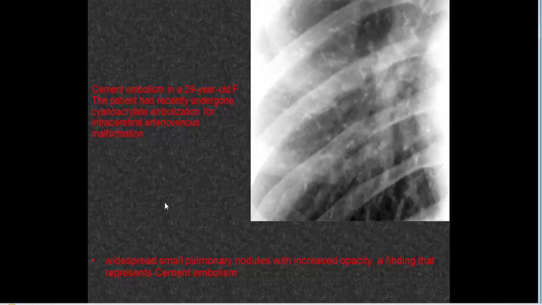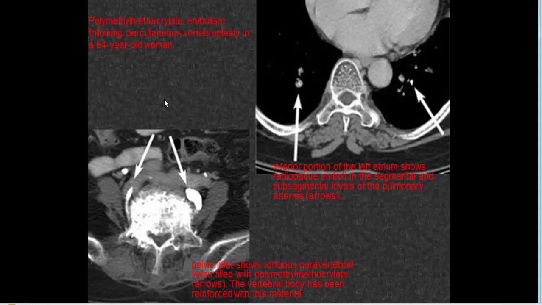This is cement embolism in 29-year-old female patient recently undergone embolization by cyanoacrylate for intracerebral AV malformations. Widespread small pulmonary nodules finding represent cement embolism. Here, embolism following percutaneous vertebroplasty, inferior portion of left pulmonary.